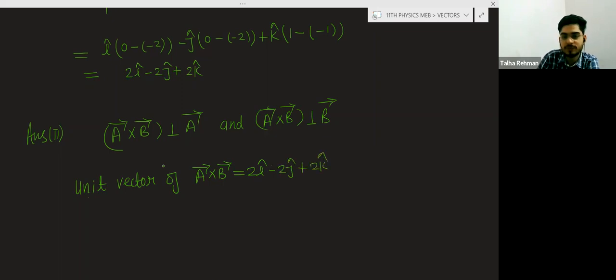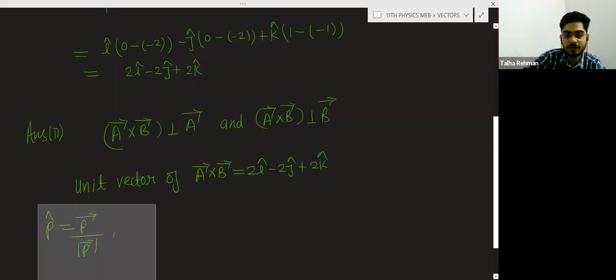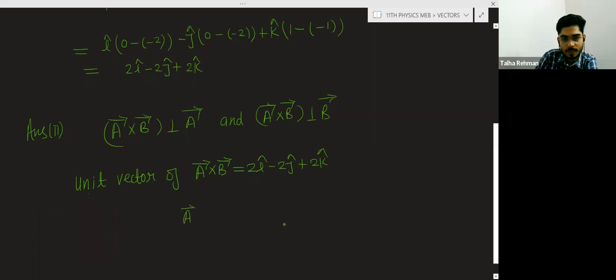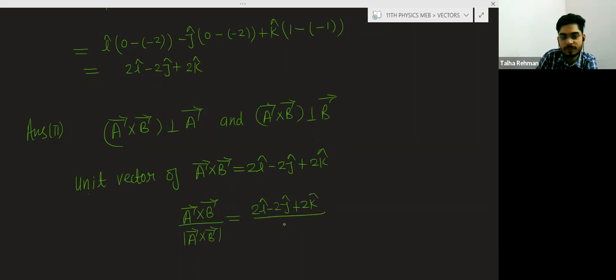So how will you calculate it? Suppose I say calculate the unit vector of the P vector. The unit vector of P vector will be the P vector divided by the magnitude of the P vector. Similarly, for the unit vector of A cross B vector, you will write A cross B vector divided by the magnitude of A cross B vector. What is A cross B vector? 2I cap minus 2J cap plus 2K cap. What will be the magnitude? 2 square plus minus 2 square plus 2 square.